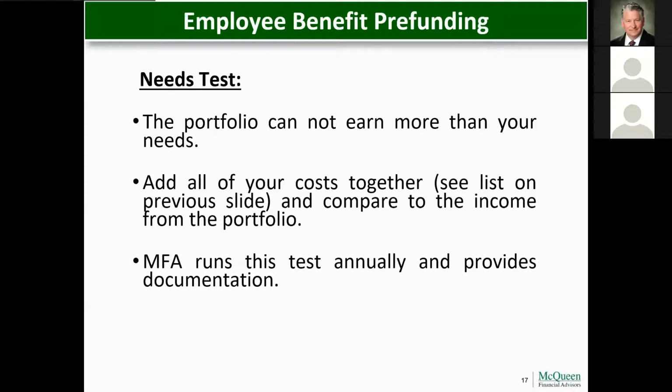So here's what we do. We take all your costs, we add them together, and we compare them to the income from the portfolio. We want to do this every year. You want to run this test in McQueen Financial for the accounts that we manage. We run it every year, and the examiners are going to love to see that. They're going to come in, see the returns. It's going to be right next to the list of all your expenses, and they're going to make sure that those align.